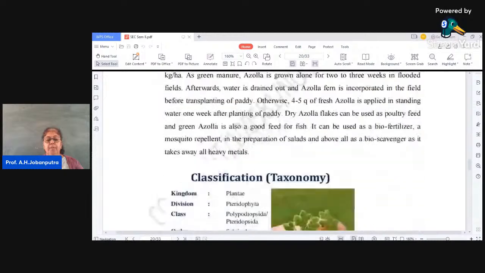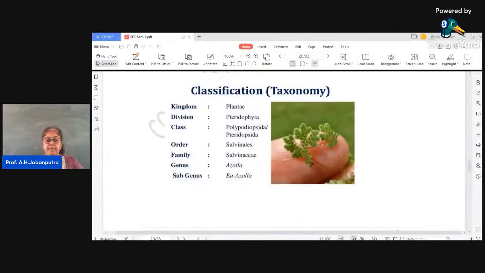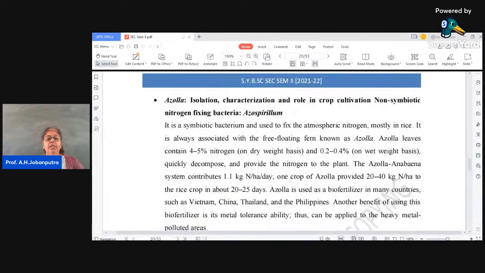असा दिसतो तुमचा Azolla बघा. Can you see how it looks? It belongs to kingdom Plantae, division Pteridophyta, order Salvinales, and it looks like this. Yes? Okay. So actually it is a sort of fern, free floating fern.